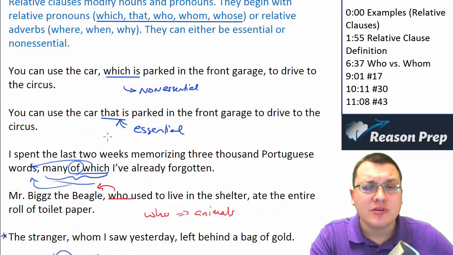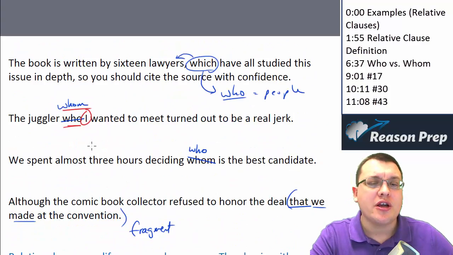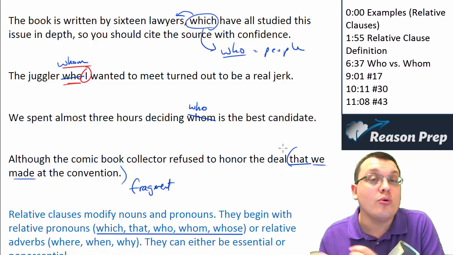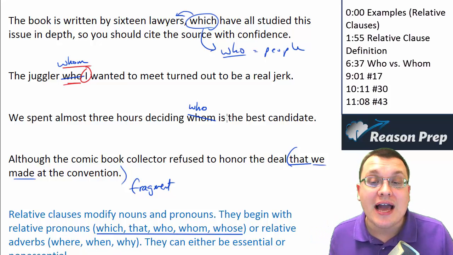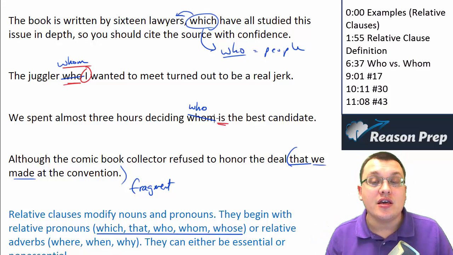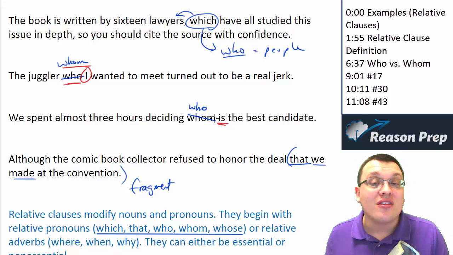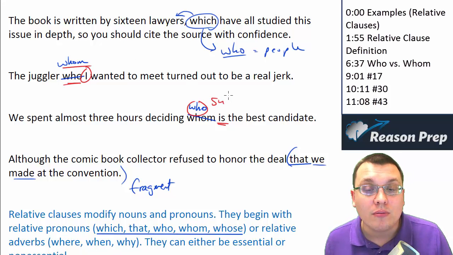So those are our examples. I believe I had one over here as well. We spent almost 3 hours deciding who is the best candidate. So here, the doer, or in this case, the be-er of the action is the people we're talking about. So they are the best candidates, or he is the best candidate. They are the subject. This is the subject form.